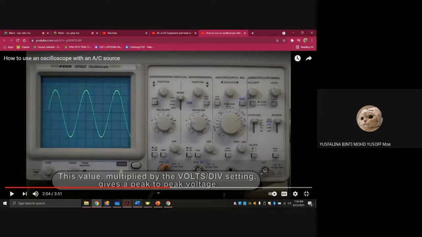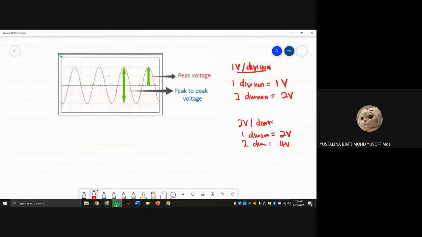Okay, so for the next one, how do you calculate the peak to peak voltage? Peak to peak means you have to count how many divisions there are from here to here. From here to here, how many divisions? 4. So this one we already calculated, 2 volt, right?